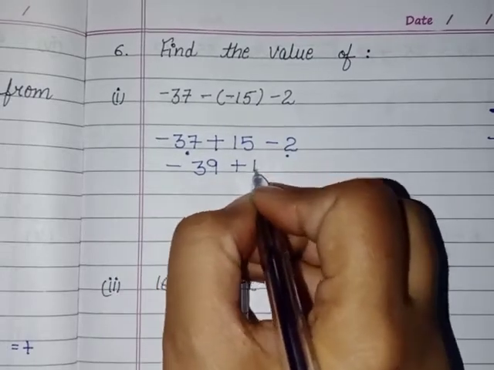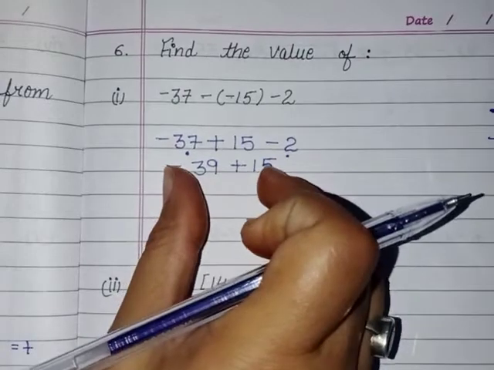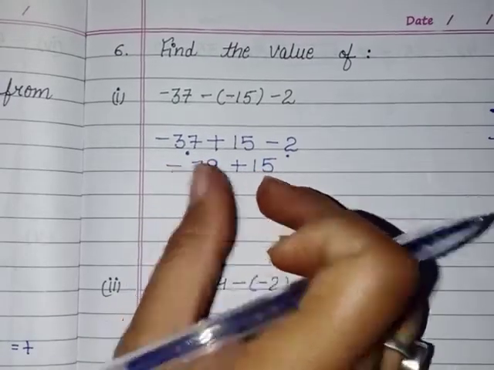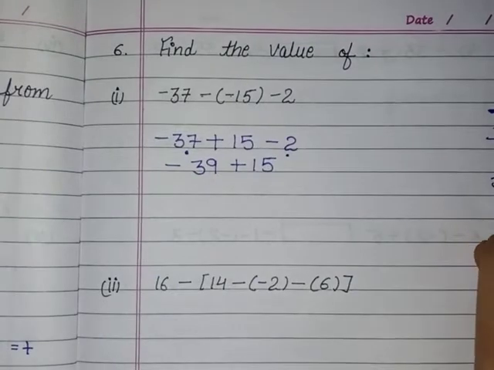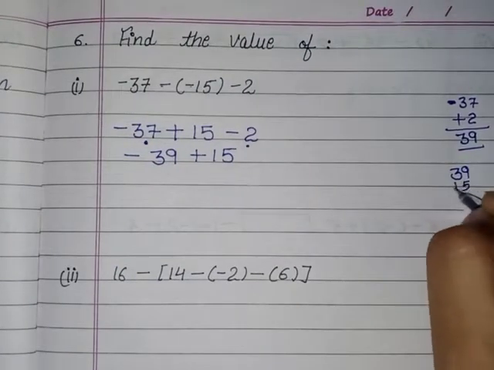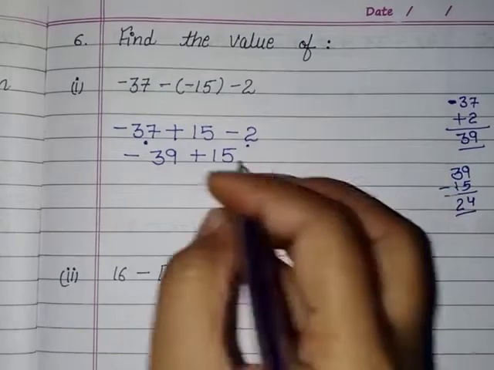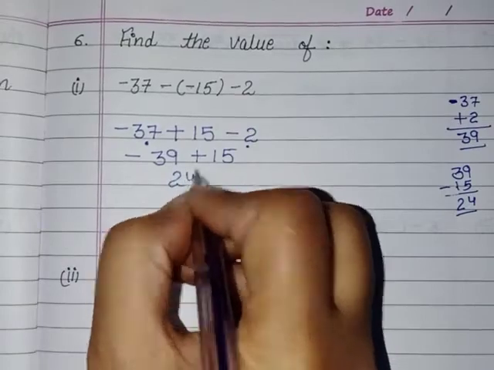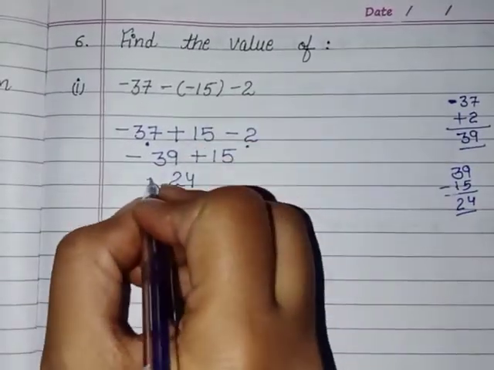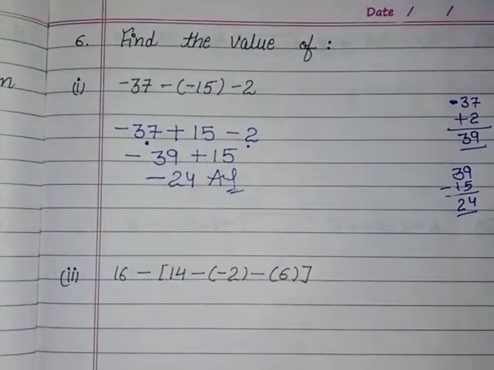Plus 15 as it is. Now both the numerals are of different sign, so you will subtract them. 39 minus 15. 9 minus 5 is 4. 3 minus 1 is 2. 24 you are getting. And you will put the sign of the greater numeral, which is 39. So the sign will be minus. So your answer is minus 24.